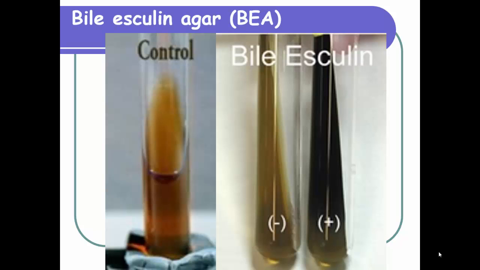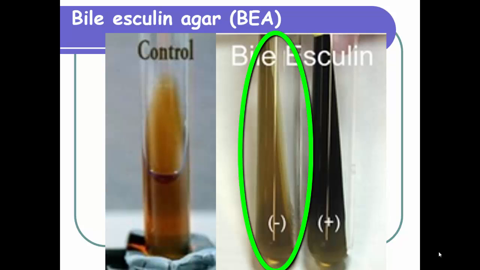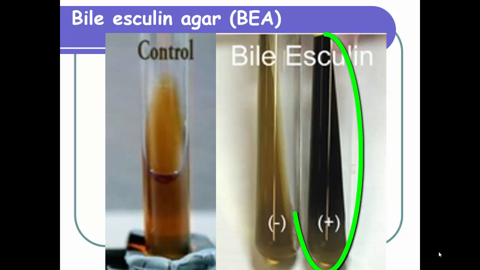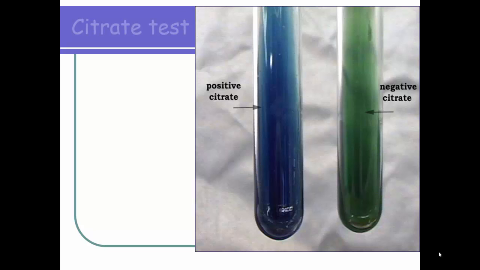The bile esculin agar, or bile agar, is a slightly brownish greenish color prior to inoculation. If it remains this brownish yellowish color, then it's a negative test. However, if 50% or more of the bile actually turns black, it is considered positive for bile metabolism.